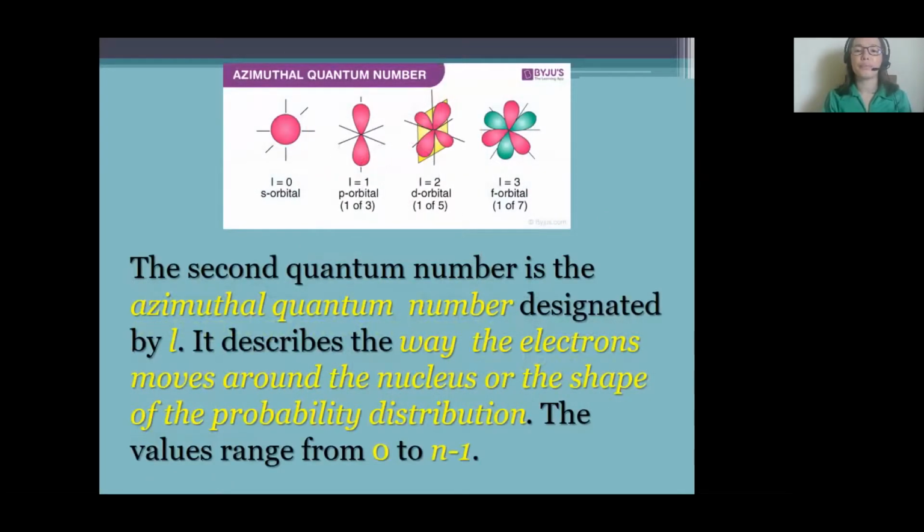The second quantum number is the azimuthal quantum number. This is designated by letter l. It describes the way the electrons move around the nucleus, or the shape of the probability distribution. The values range from 0 to n minus 1. So take note, n is the principal quantum number.